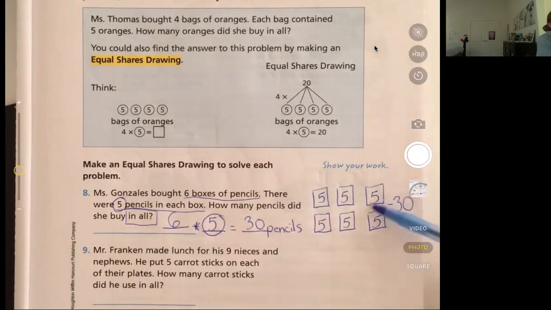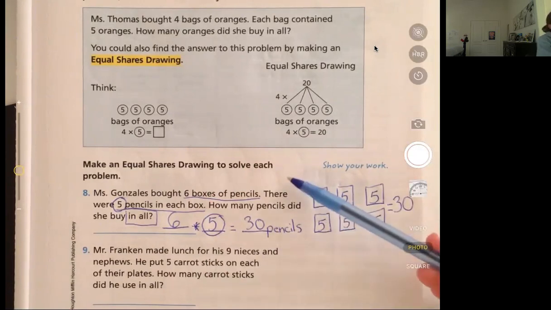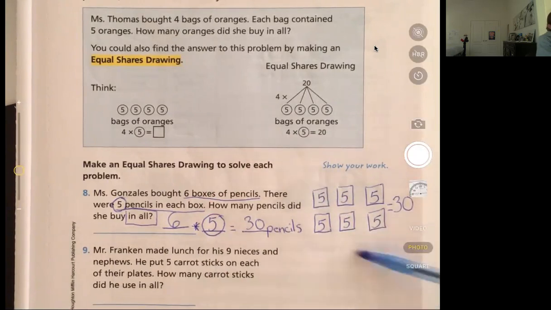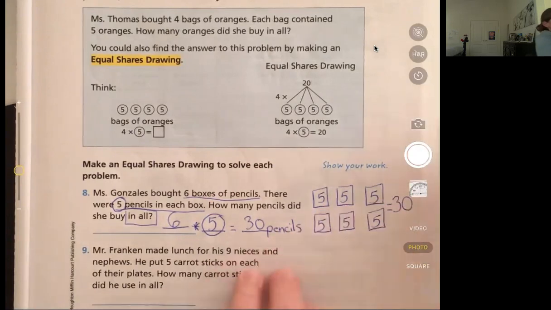I hope that helps you, and I'm going to leave 9 for you to solve during your independent math time on your own. Remember, the directions ask you to make a drawing. So use the space that you still have on your page to complete and solve number 9, okay? I'm gonna flip my page to page 10. This is the second page that you're gonna be working on today.